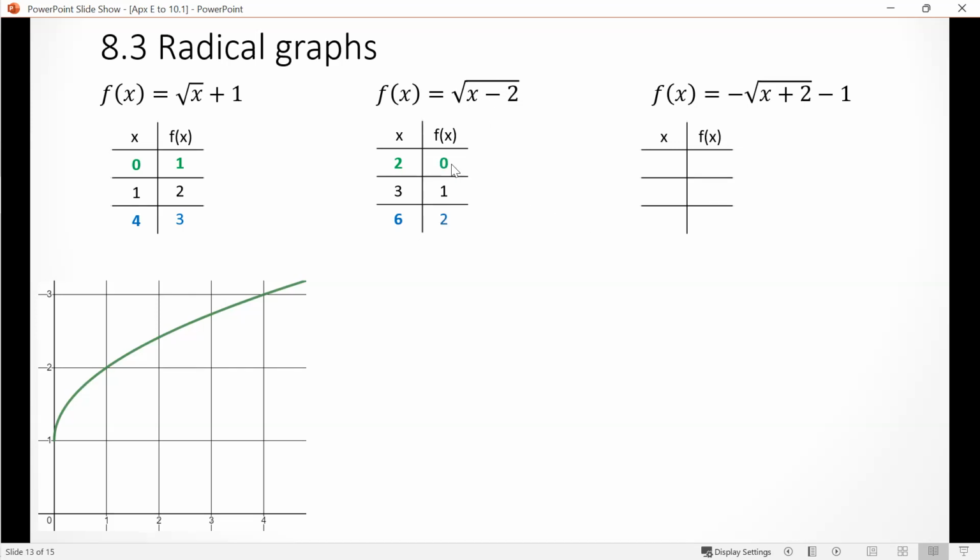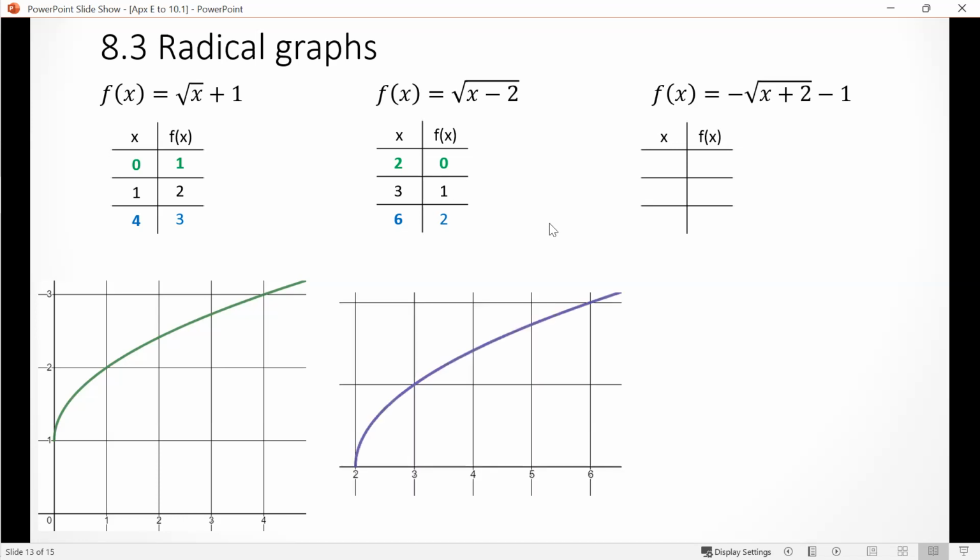Okay, so that's our outputs, and our graph is going to look like this. This negative 2 has shifted us to the right by 2. So the smallest x value is x equals positive 2.